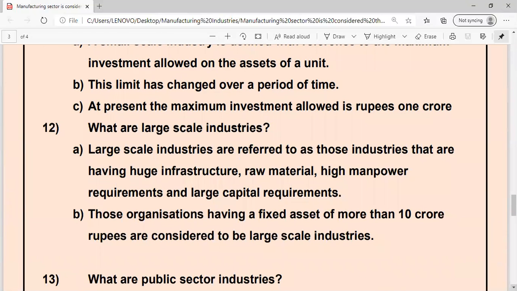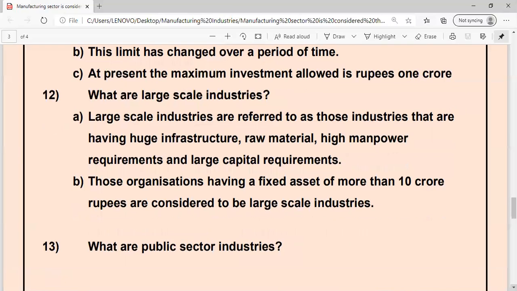Larger scale industries refer to those industries which have huge infrastructure, huge raw material, high manpower requirement, and large capital requirement. And they have a fixed asset. Fixed asset means machineries and all of more than 10 crore rupees. Okay, if an industry has a fixed asset like machinery of more than 10 crore, those industries are known as large scale industries.